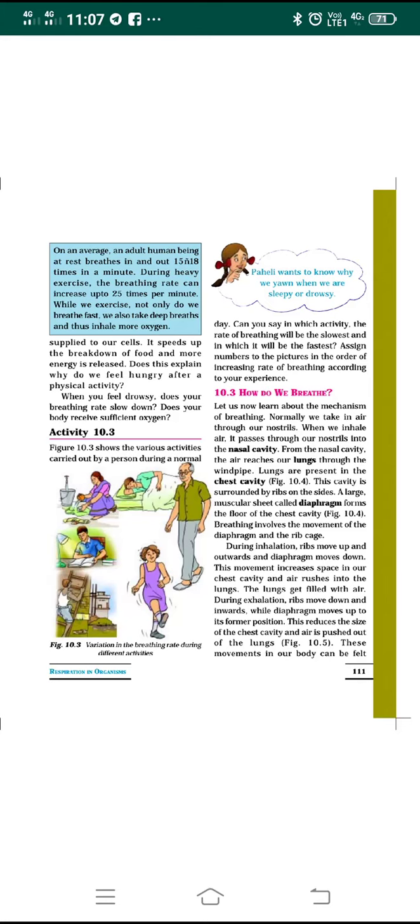So dear students, in the previous class we were discussing how we breathe. We discussed the passage through which air passes into our lungs, from the nostrils to the nasal cavity to the lungs. This cavity is surrounded by a rib cage, with ribs on the sides, and the breathing process is totally driven by the movement of the diaphragm and ribs. We also discussed how the ribs and diaphragm move upwards and downwards in inhalation as well as exhalation.